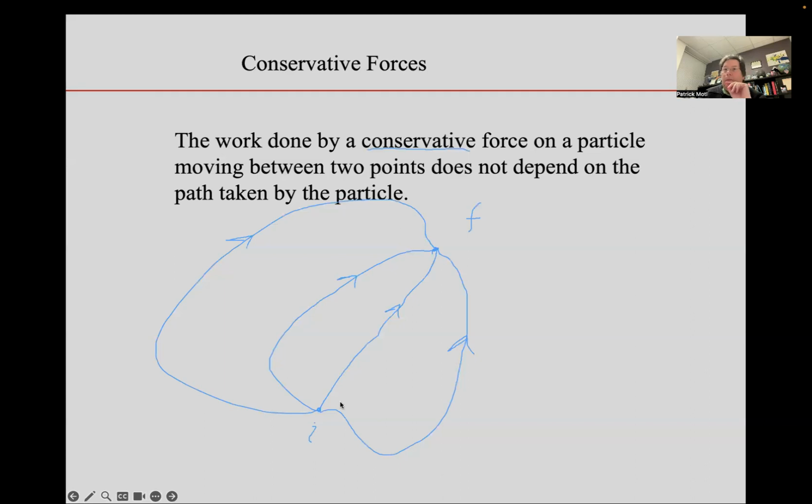If the path is a closed cycle, a conservative force will do no net work. If the path is not a closed cycle, it has a distinct initial and final point, then a conservative force is going to do the same amount of work regardless of the path that I take. All right, so let me clean that up.